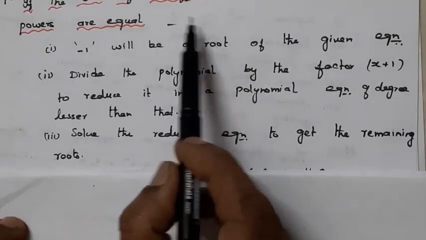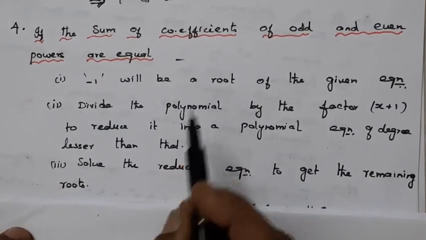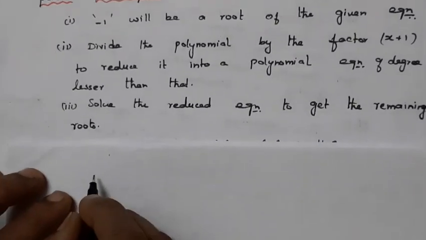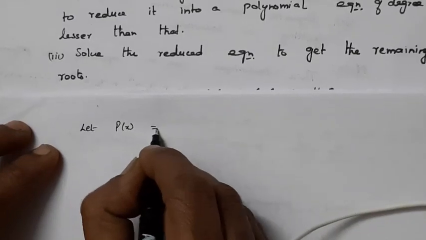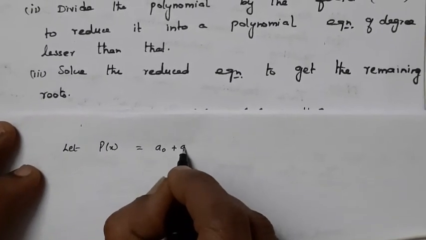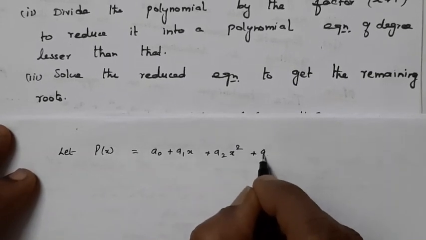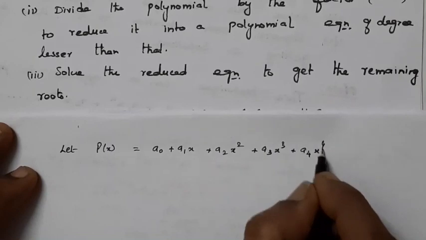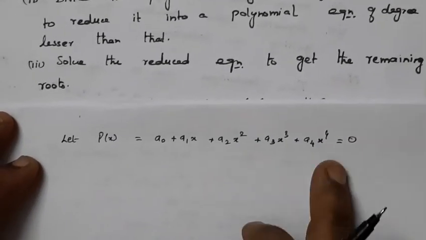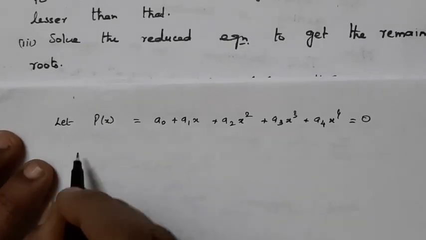Now let us see how minus 1 will be a root of the equation if the sum of the coefficients of odd and even powers are equal. Okay. So for that, let us consider a polynomial equation. P of x is equal to a0 plus a1x plus a2x squared plus a3x cube plus a4x power 4 equal to 0. That is a quartic polynomial equation. I have taken a quartic polynomial equation.